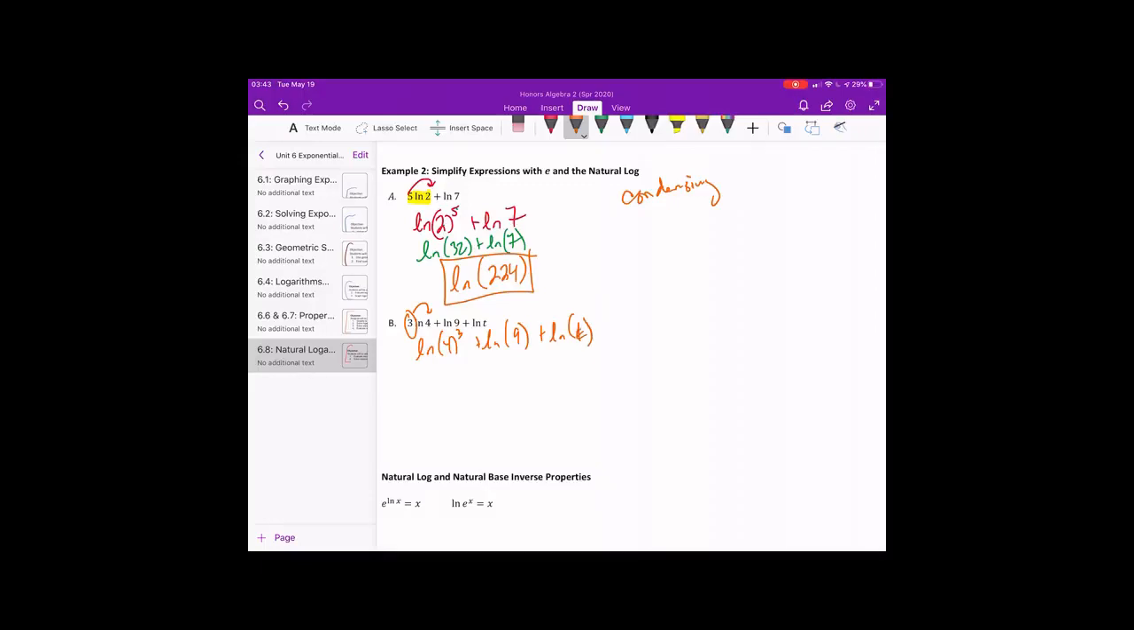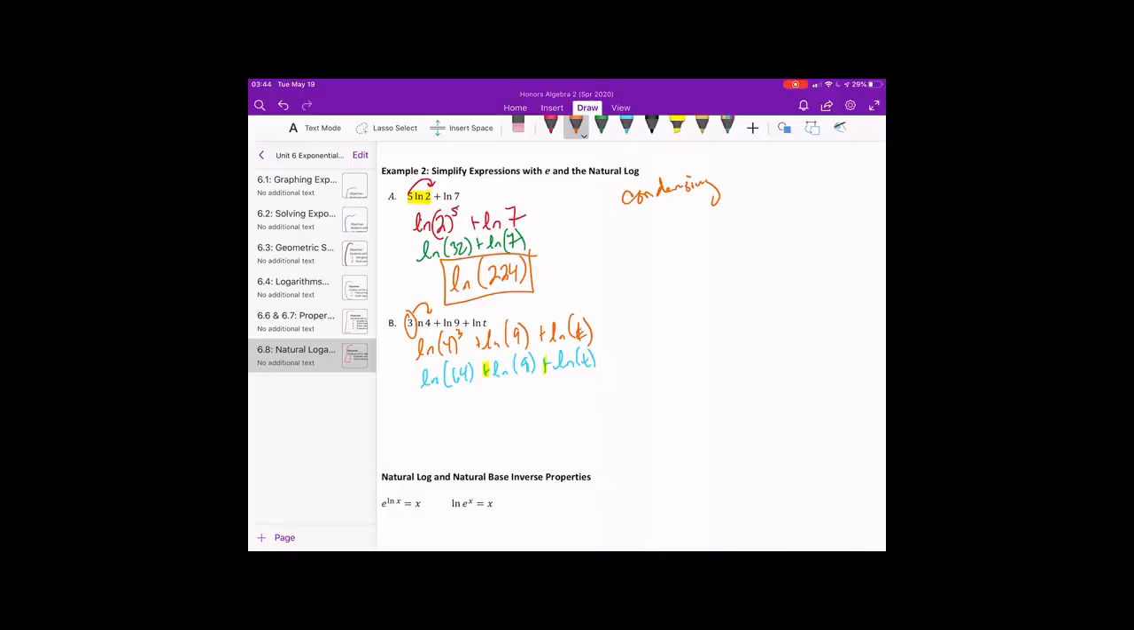The parentheses aren't technically needed here in a lot of these steps, but this is just a personal preference. I like to keep the parentheses around what the log is being done of. 4 cubed is 64 plus the natural log of 9 plus the natural log of t. And so this is product rule twice, right? Because, plus and plus. And so remember, product rule says that these are going to multiply together in the end.